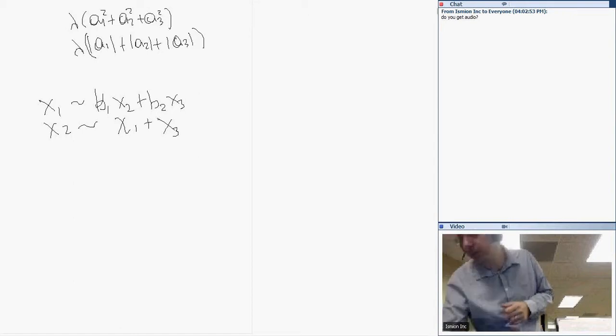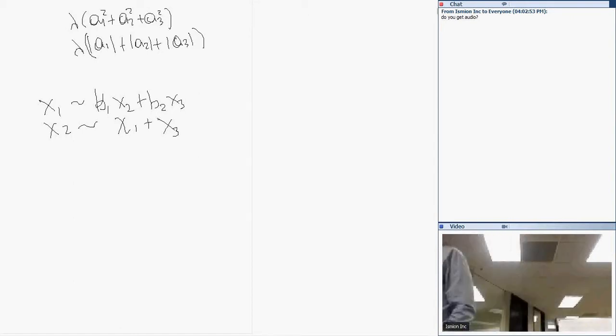Well, I noticed the lasso method brought up an error.